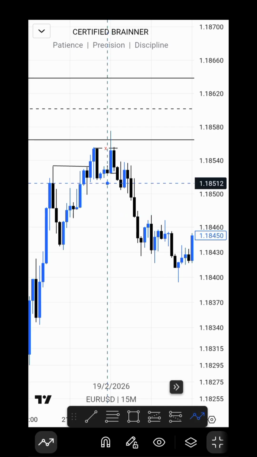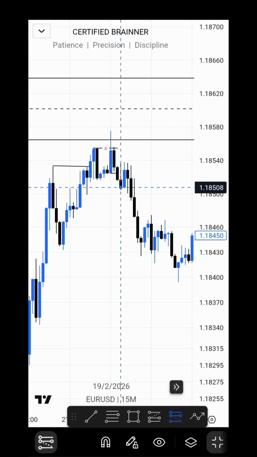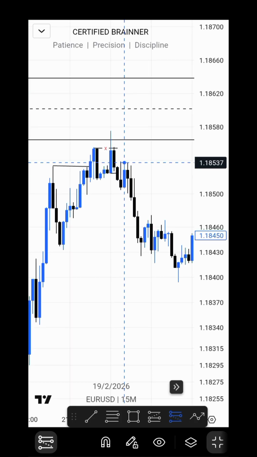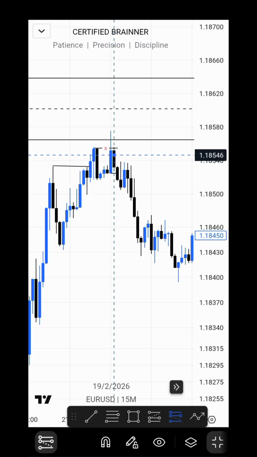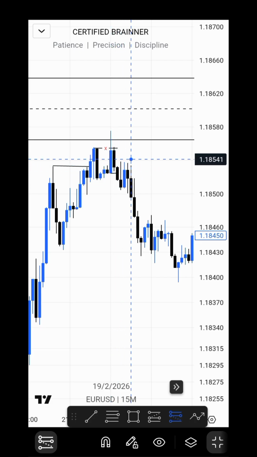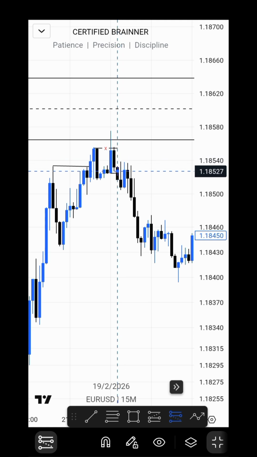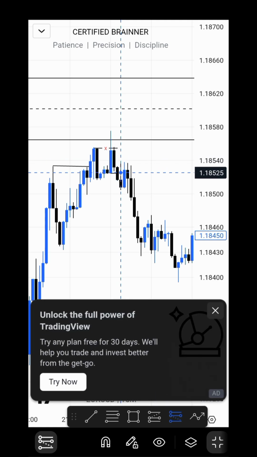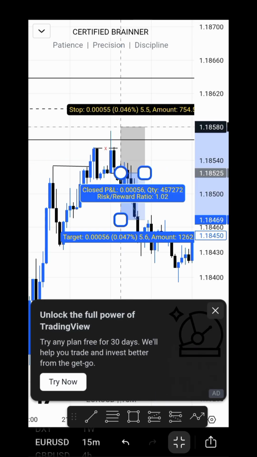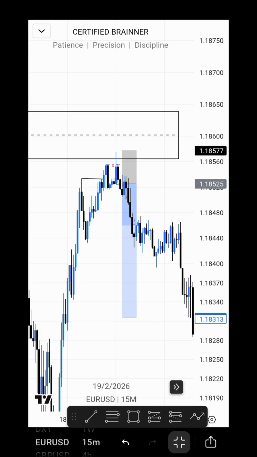Then remember what I said, market broke this, creating a market structure shift, came back up to mitigate an area of interest. It can be your breaker block, your order block, or fair value gap. Alright. You take your entry from there, then you ride the markets to the downside.